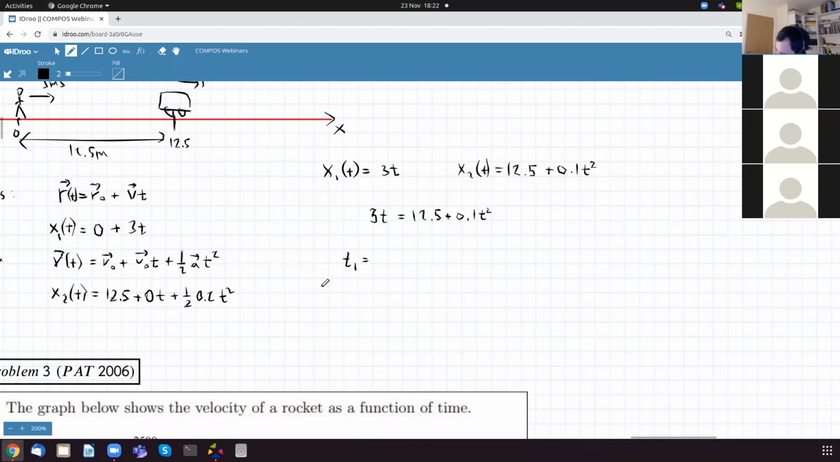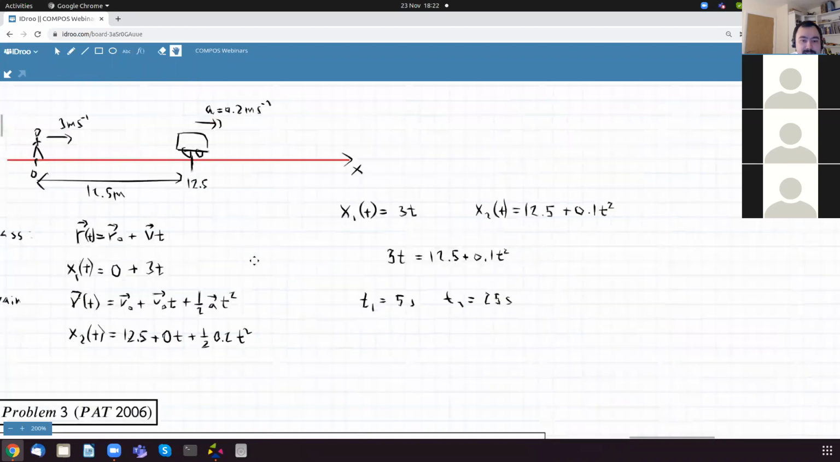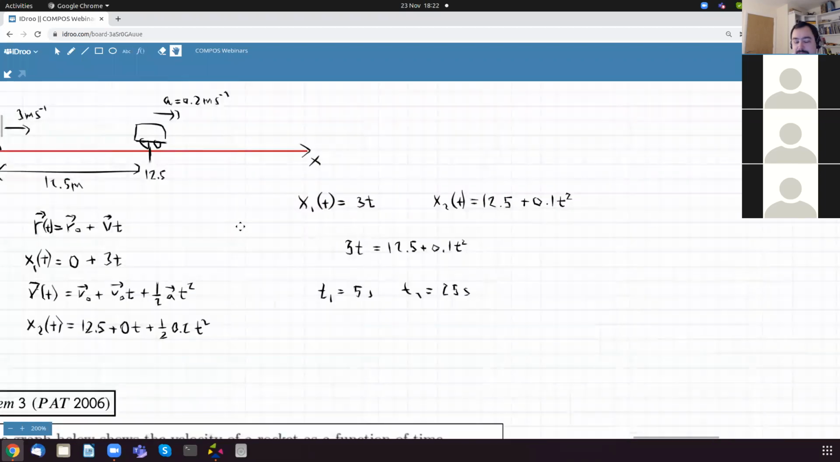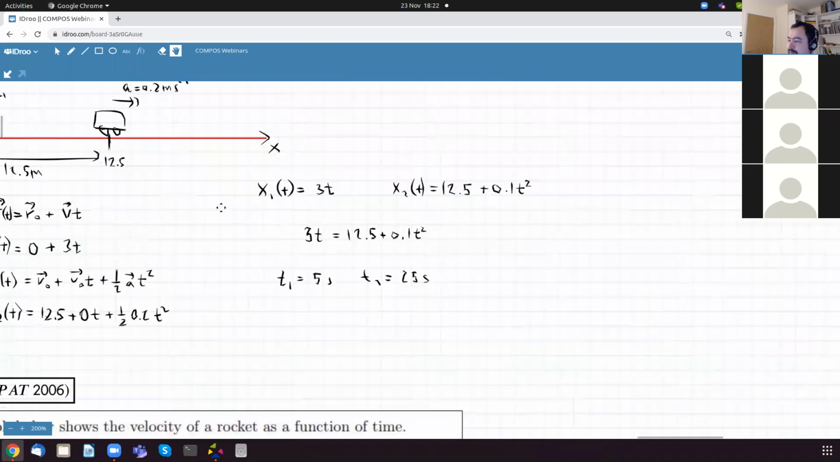Or if you don't know how to solve quadratics, this will be a secret. So t1 is 5 seconds, and t2 is equal to 25 seconds. So we need to choose the correct answer. But how do you know which one is correct?